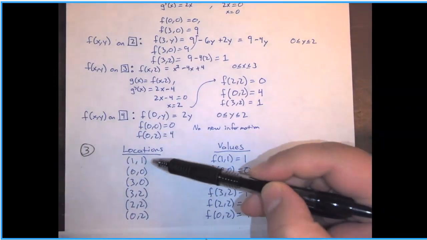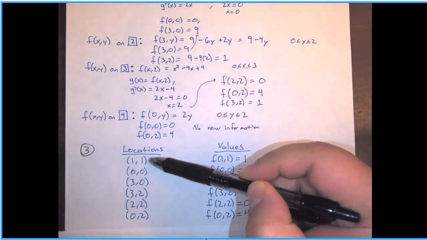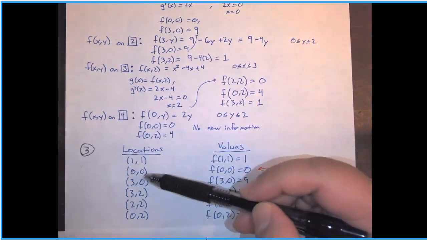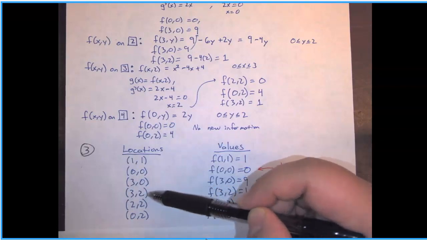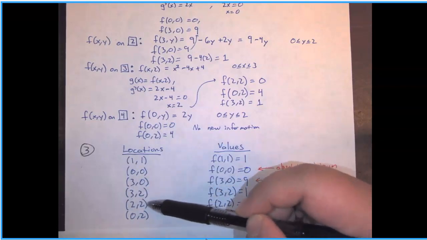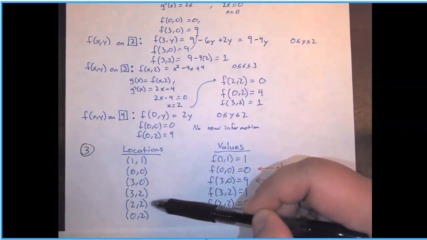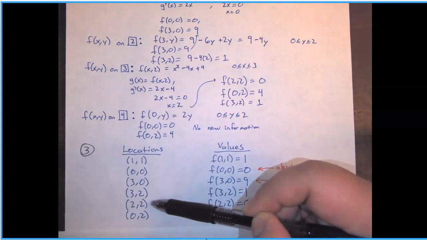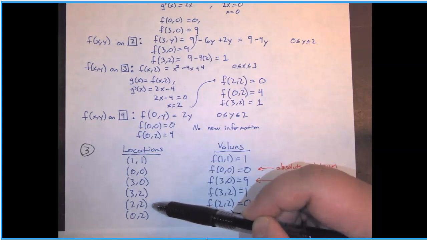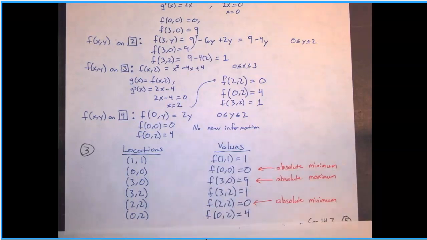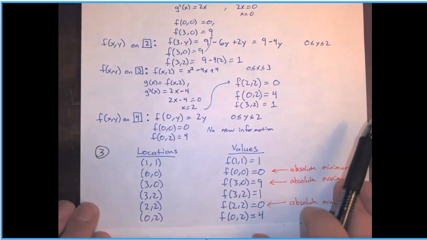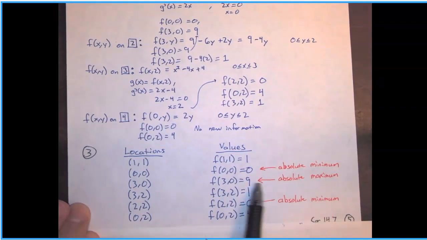So there were 6 points. This was a critical point inside the domain that I found. I had the four corners, 0, 0, 3, 0, 3, 2, and 0, 2. And then there was another point on the boundary that ended up being a critical point for one of the functions on the boundary, the function just restricted to that piece of the boundary that we had to check. And if I look, out of all the function values, the largest value was 9. So 9 is our absolute maximum.